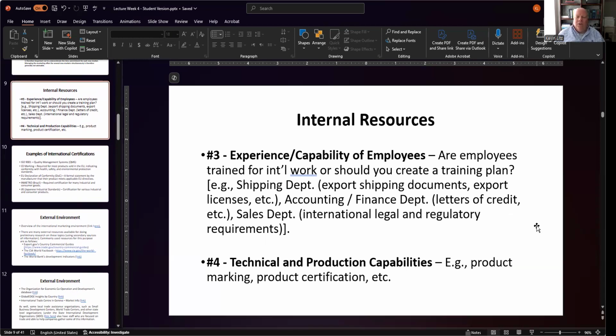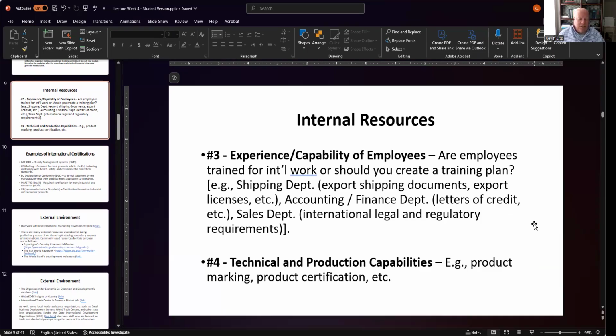Number three, what type of capability or experience do you have with the employees? Is your accounting department competent to handle export shipping documents and to file for export licenses? Do accounting and finance know letters of credit, etc.? If not, it may take a bit of education for them to get up to speed.